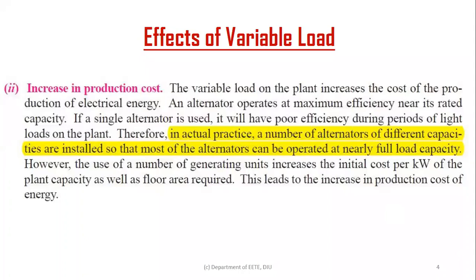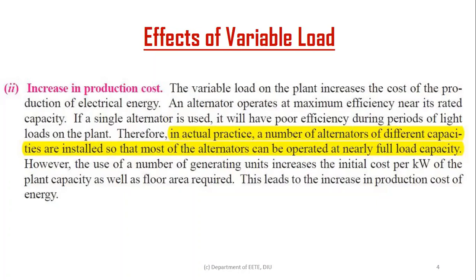So that's how it increases the production cost. For providing that power of 50 megawatt, if we use a particular alternator or generator of 50 megawatt, we should know that every equipment has the best efficiency when it is working at its rated rating, when it is operating at its rated capacity.